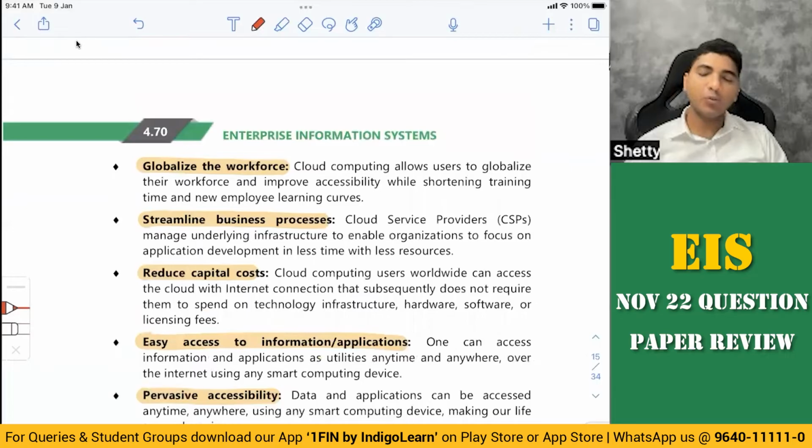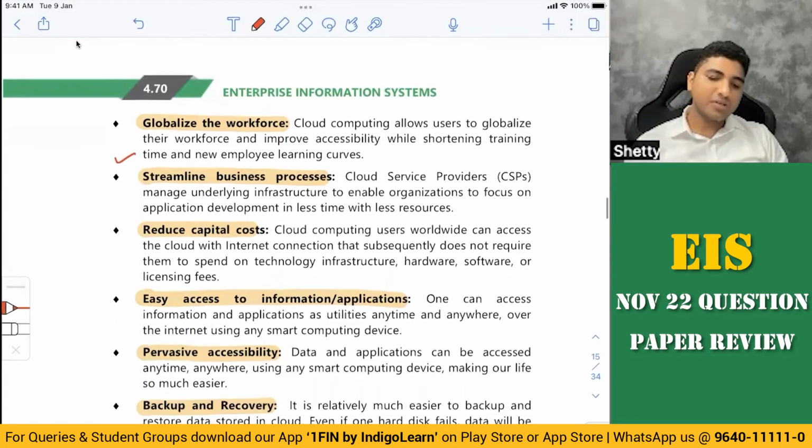Third one is I can globalize the workforce. So I don't have to have people traveling to my office. They can sit wherever they are and they can still work. Cloud computing allows users to globalize their workforce and improve accessibility while shortening training time and new employee learning curves. So even if my employee goes to the client place, all the data that he wants will be within his phone or in his computer. So he doesn't have to come back to my office for the data.